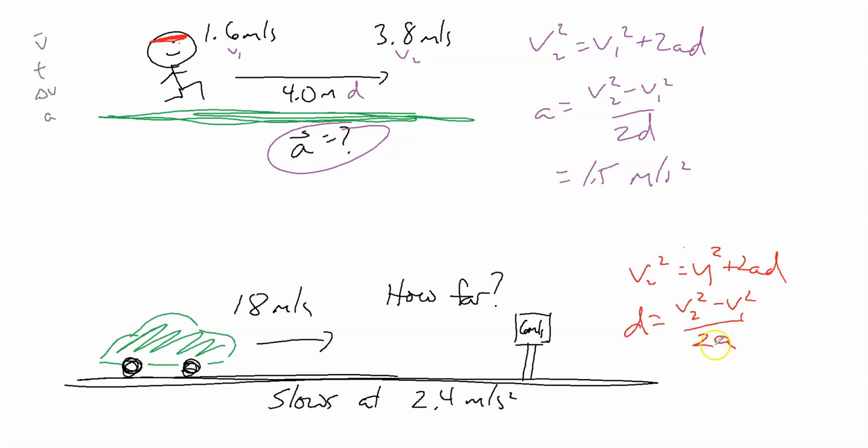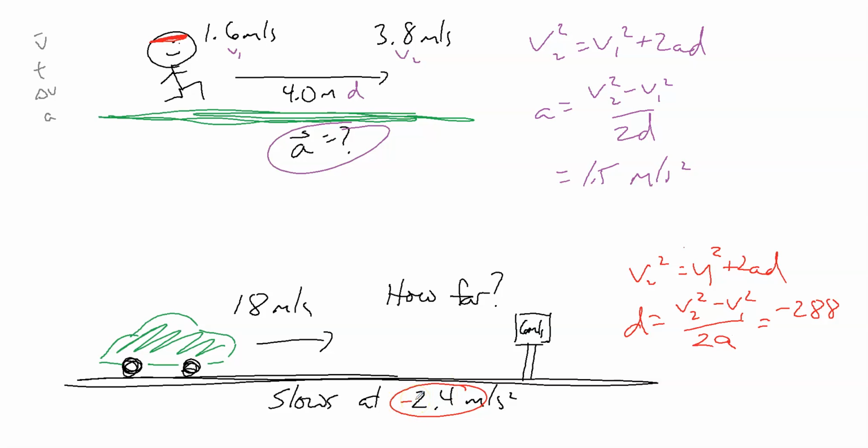So if I do the v2 squared minus v1 squared, so I've got the 6 squared, I'm going to subtract that from the 18 squared. That gives me negative 288. Now the negative might throw you off a little bit, but that's okay because since the car is slowing down, that is a negative acceleration.